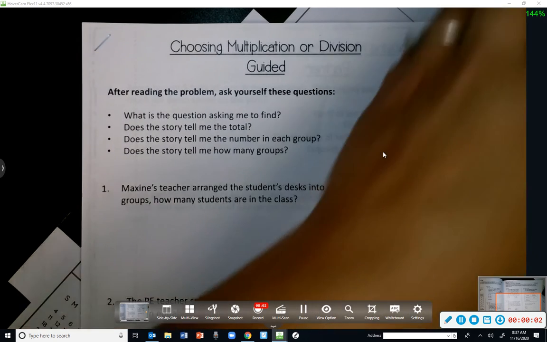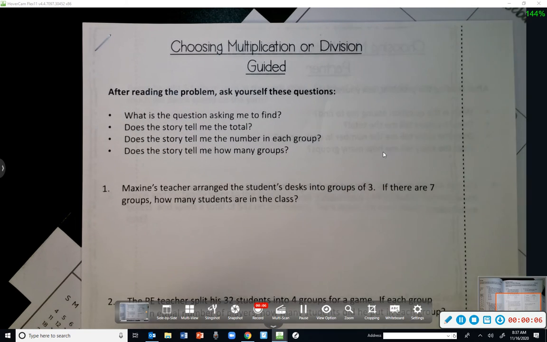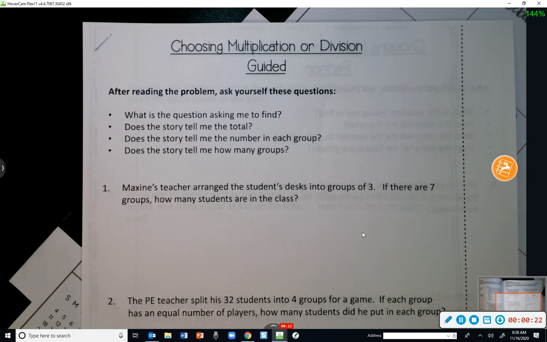Okay, good morning. Again, today we are doing some more multiplication and division, but we're going to have a mixture of both. So it's important now that you're able to see the difference between a multiplication problem and a division problem, okay? Because sometimes they can look pretty similar. They can both talk about groups. They can both talk about splitting or sharing. So you just have to really read carefully.